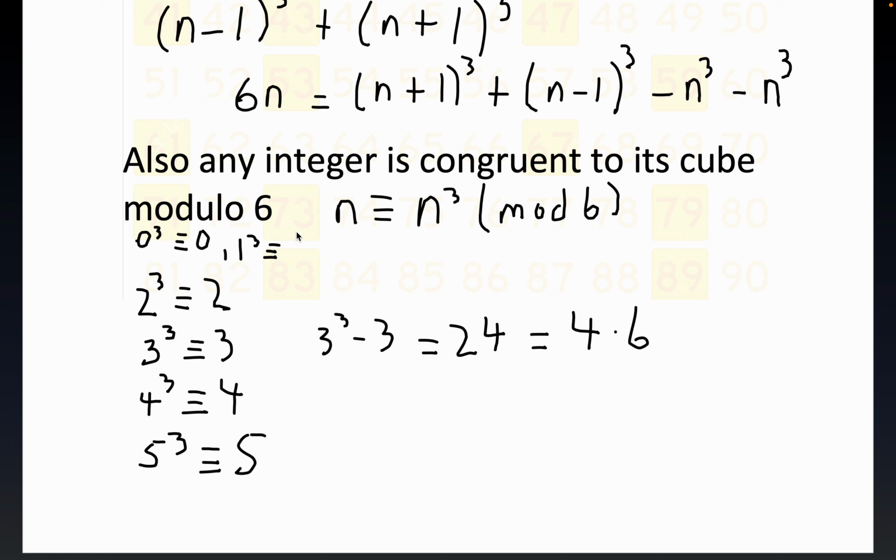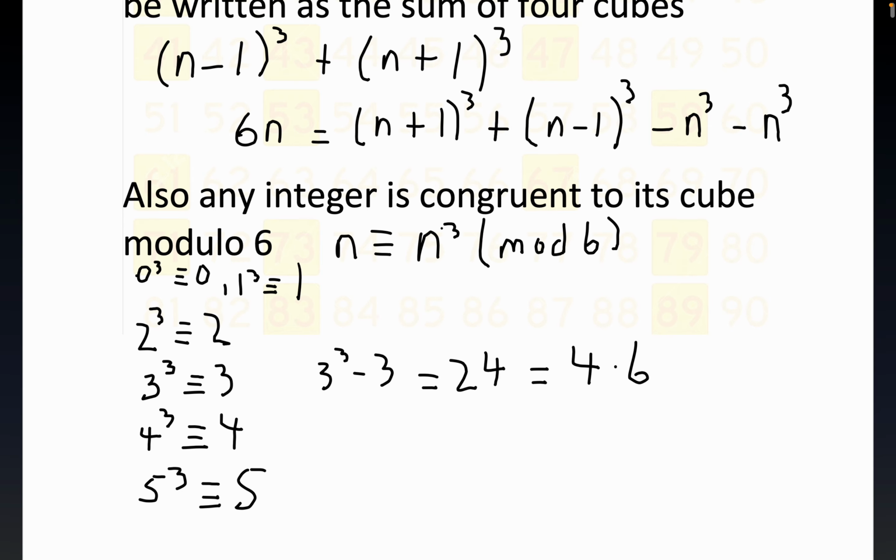All 6 remainders. And again, 0, 1, 2, 3, 4, and 5 are the remainders you get when you divide any integer by 6. So it's enough to check this reduced residue class, whatever they call it, okay? So we know we've proven this statement right here that n is congruent to n cubed. But now where does that get us?